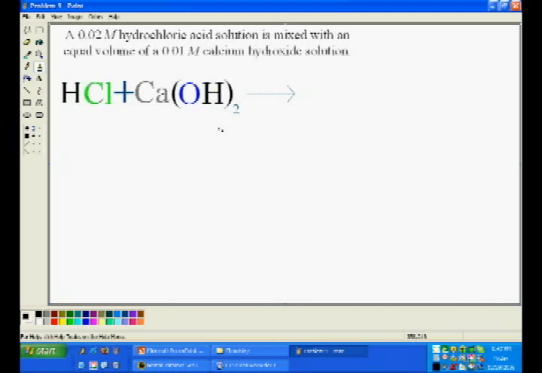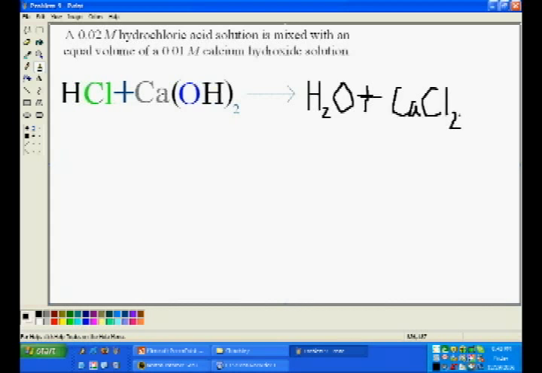Okay, so a hydrochloric acid solution is mixed with a calcium hydroxide solution. Now, this is an acid-base neutralization because hydrochloric acid is an acid and calcium hydroxide is a base. So what this will yield is H2O, water. It'll work just like a double replacement. H2O, water, and calcium chloride. So there's your two products.